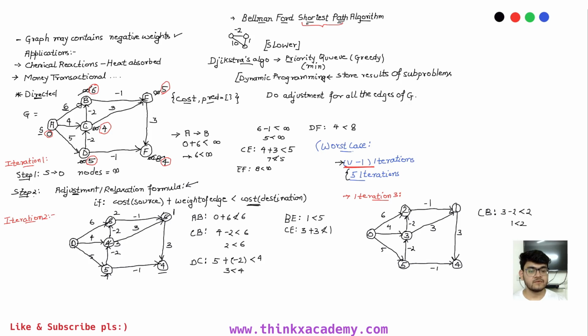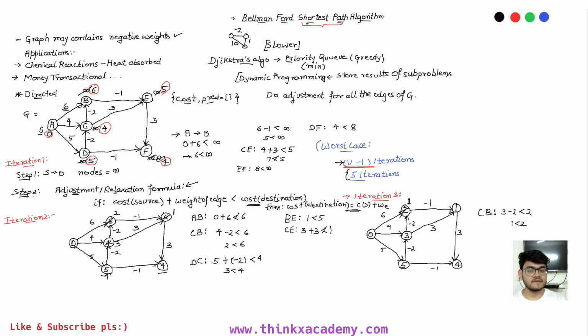So if it is less than 2, we are going to assign it 1. So here we are saying that if the cost of source plus weight of edge is less than the cost of destination, then assign the cost of destination to be equal to the cost of source plus weight of the edge. I'm writing it in short form. So that's what we are actually doing here, and it will be adjusted to 1.